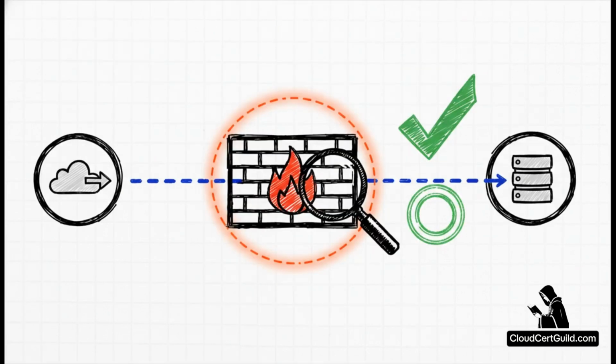And there it is. The simulation runs, and it comes back with a definitive result. The packet is being dropped by a specific firewall rule. In this case, deny all egress. No guesswork, no more tedious manual checks. Just a clear, actionable answer. Mystery solved.